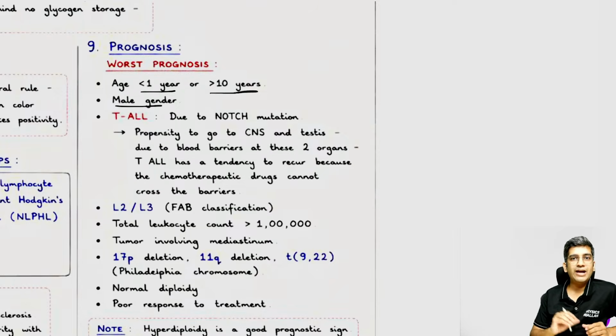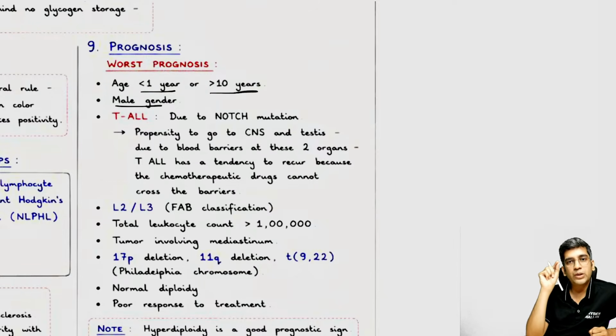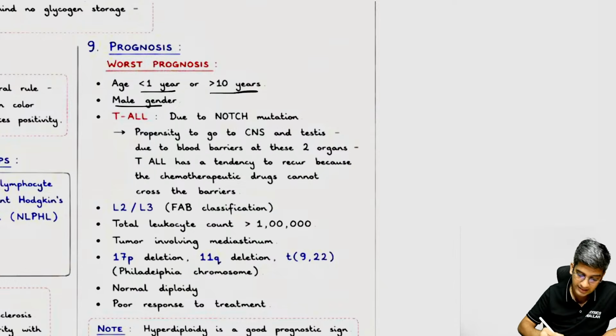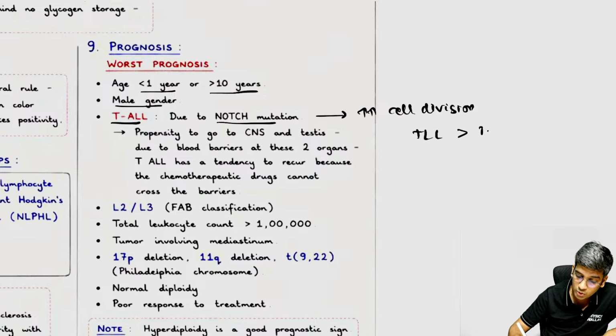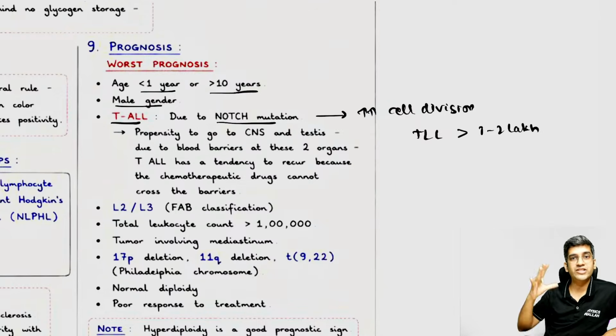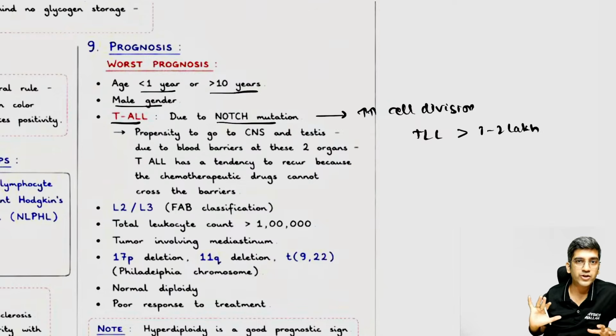Fine. Males have testes. Why it is important is that testicular involvement is a bad prognostic factor. We'll see very soon why. That's the reason male gender has a slightly bad prognosis compared to female gender, right? TALL, because of the NOTCH mutation, has a bad prognosis because the NOTCH mutation increases cell division so high, and TALL patients will have a total leukocyte count of more than 1 to 2 lakhs per cubic mm. It will be very, very high. So when it's very high, it's very difficult for me to kill the tumor.